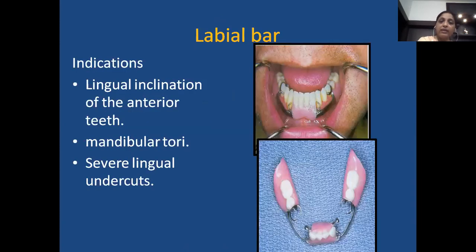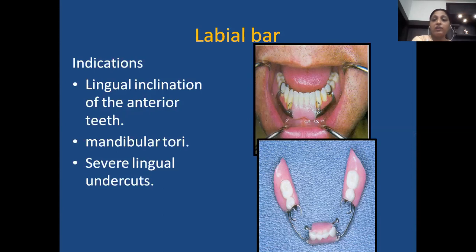The next one is the labial bar. Labial bar is a mandibular major connector which is placed in the labial vestibule. The other major connectors which we have discussed till now are all placed in the lingual vestibule, but this labial bar is placed in the labial vestibule. So wherever we are not able to give lingual major connectors, we will try to give labial bar.